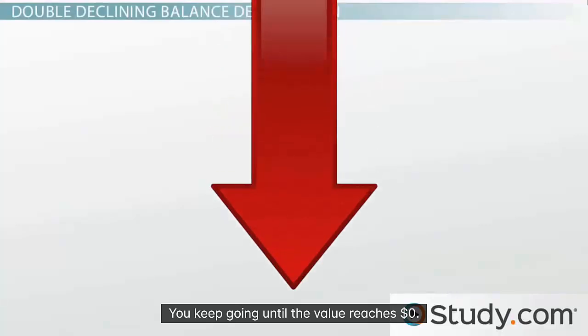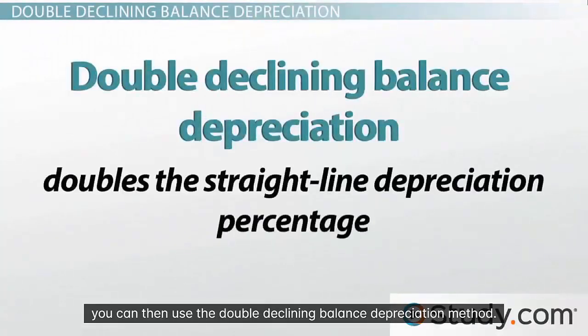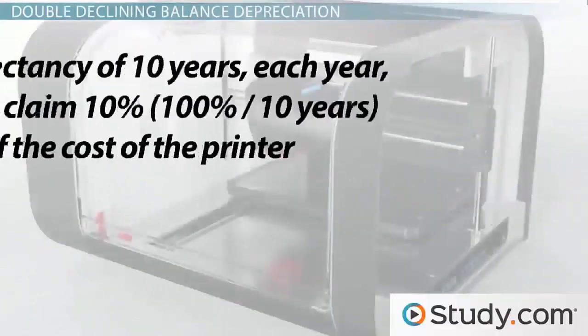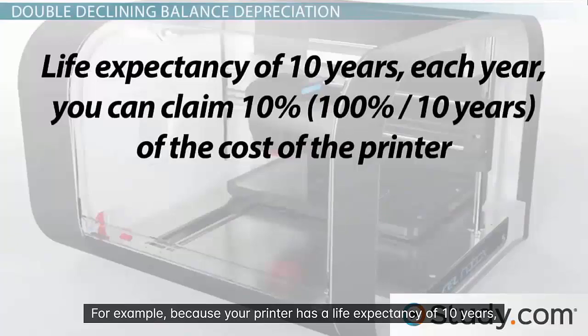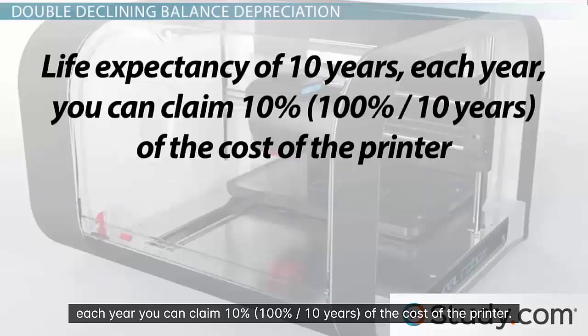Businesses like these because they lower taxes in the early years. The most widely used accelerated method is the double declining balance depreciation method. This method doubles the straight-line depreciation percentage you take every year. For example, because your printer has a life expectancy of 10 years, each year you can claim 10%, or 100% divided by 10 years, of the cost of the printer.